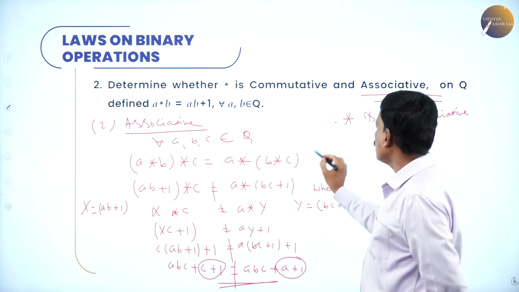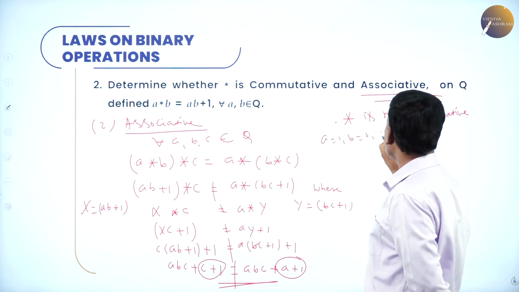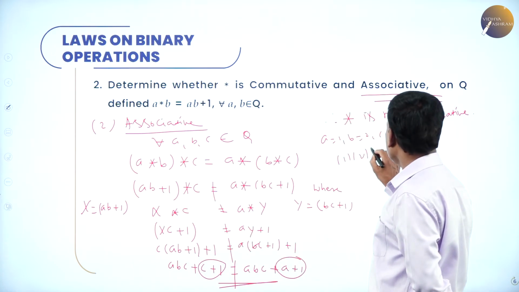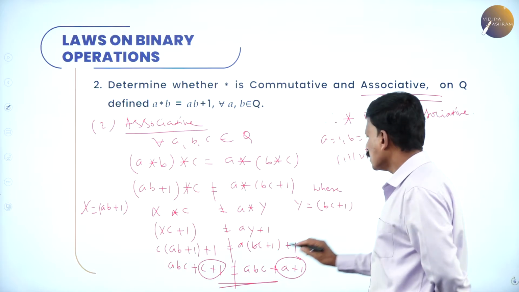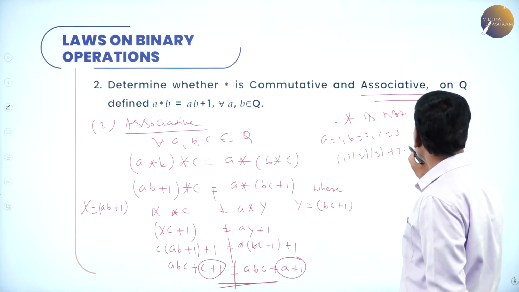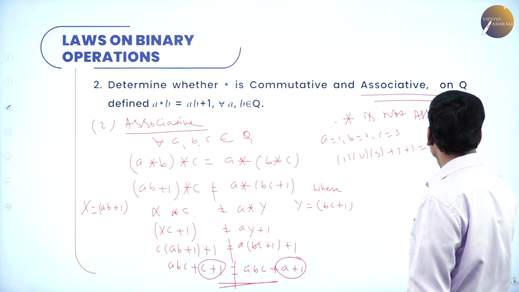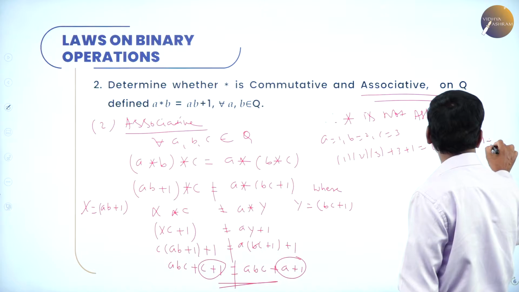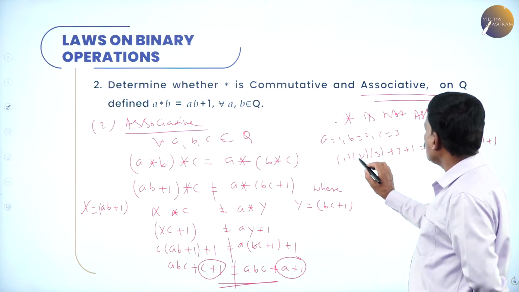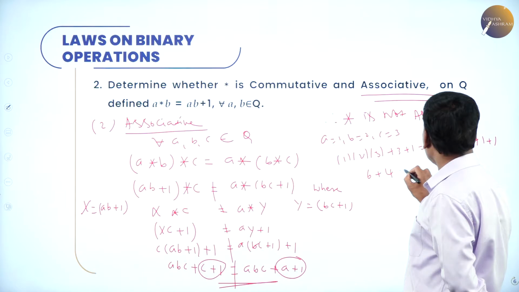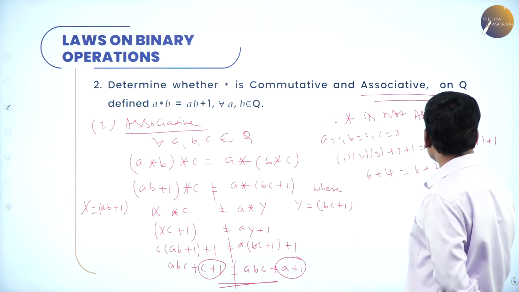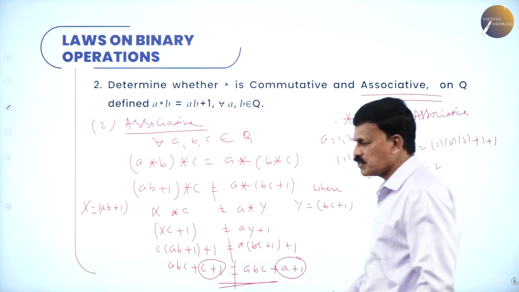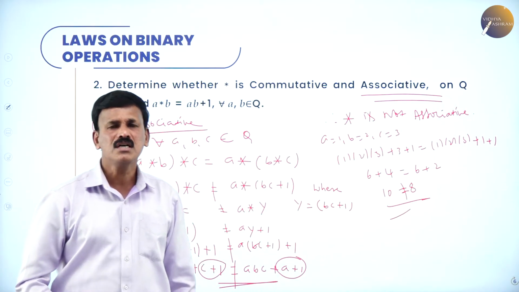If you want, you can take an example. If A is equal to 1, B is equal to 2, C is equal to 3, substitute here: 1 star (2 star 3) plus... C, what is C? 3 plus 1. Right hand side: (1 star 2) star 3 plus A, what is A? 1 plus 1. What is this equal to? 3 2s are 6 plus 4, here 3 2s are 6 plus 2. 6 plus 4 is 10, which is not equal to 8. This is not equal. So, 10 is not equal to 8. Therefore, star is not associative.